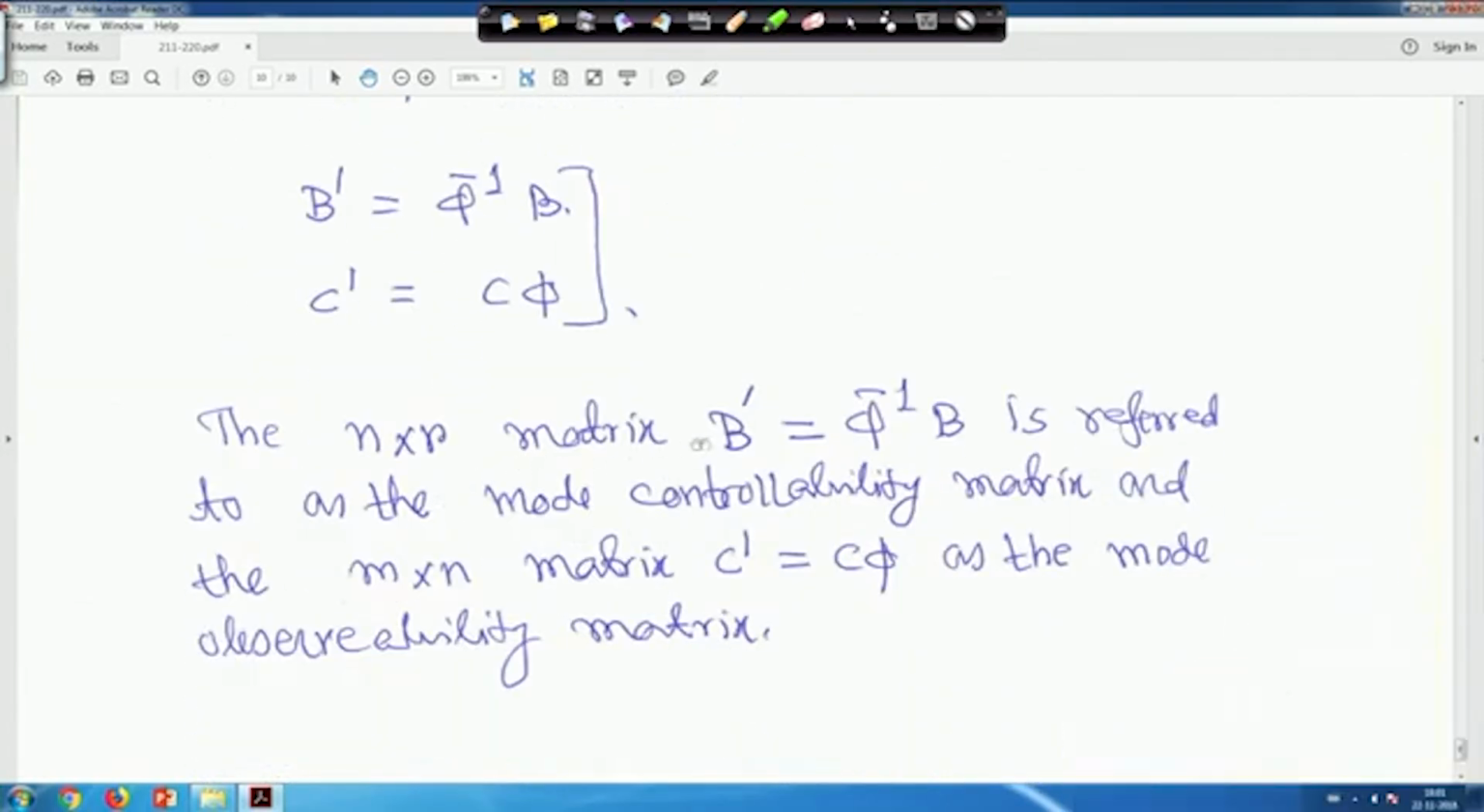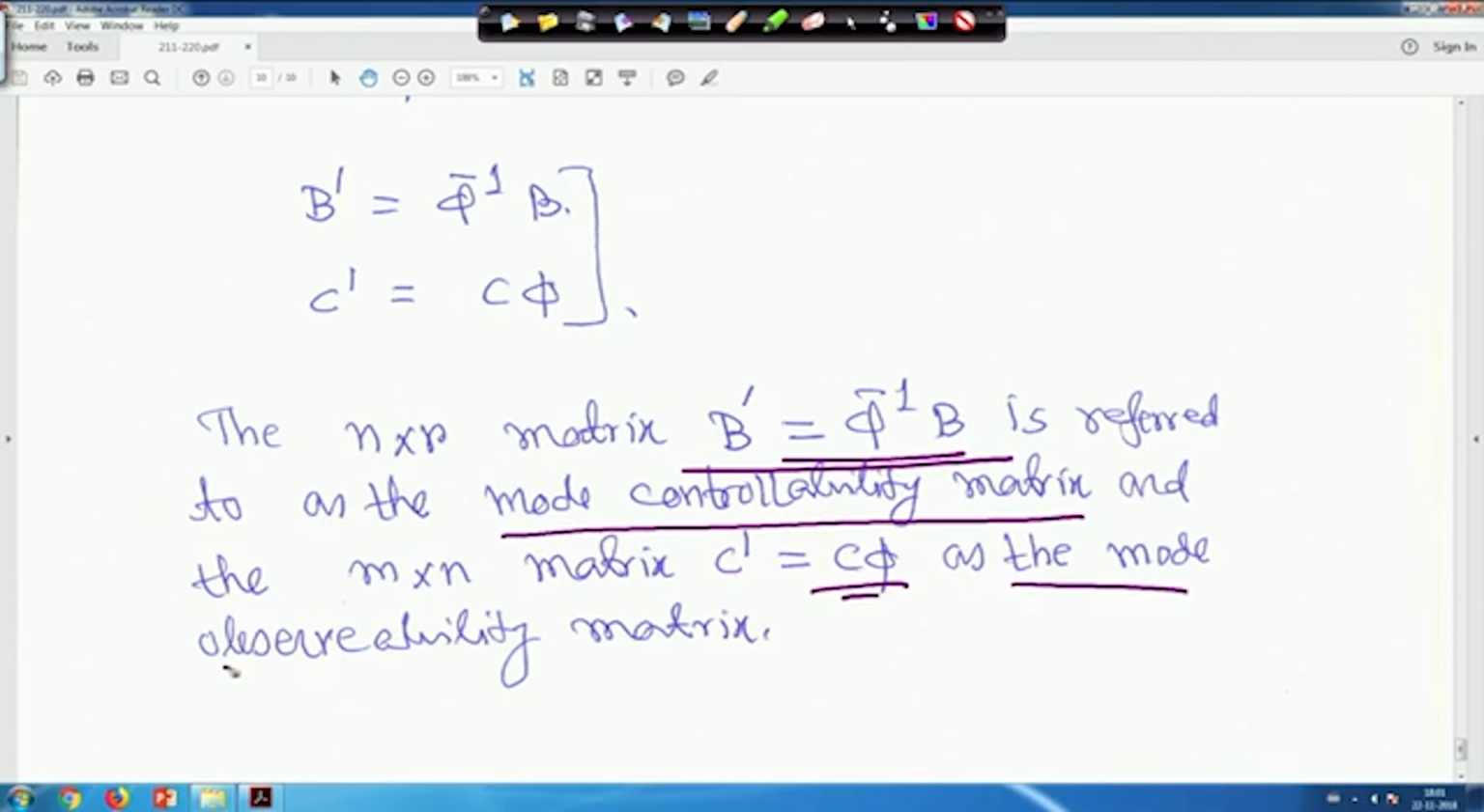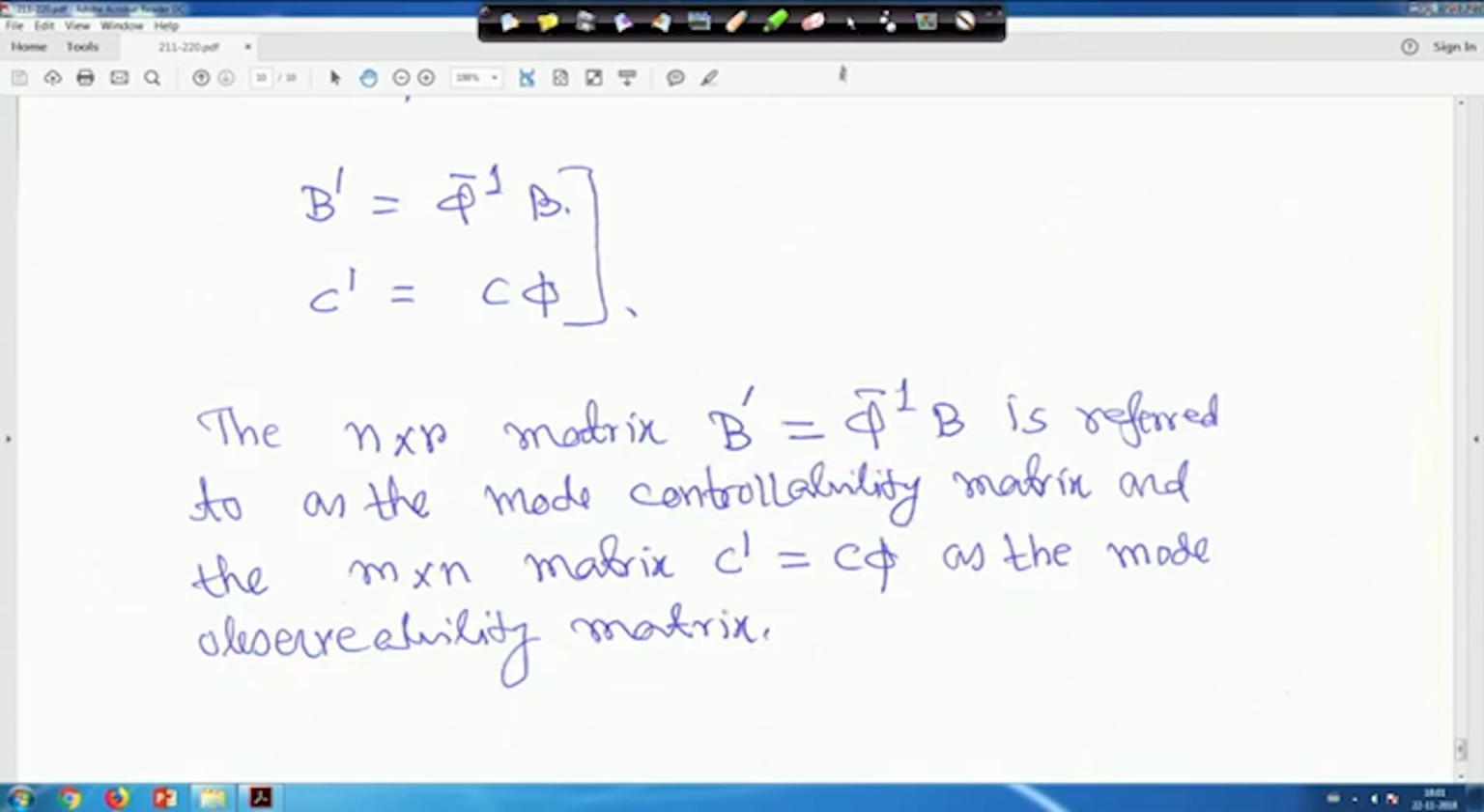Therefore, the n into r matrix B dash is equal to phi inverse B is referred to as the mode controllability matrix, and the m into n matrix C dash is equal to C phi as the mode observability matrix. So, B dash is equal to phi inverse B, the mode controllability matrix, and C dash is equal to C phi, the mode observability matrix. Only this much for this course, not much in detail.